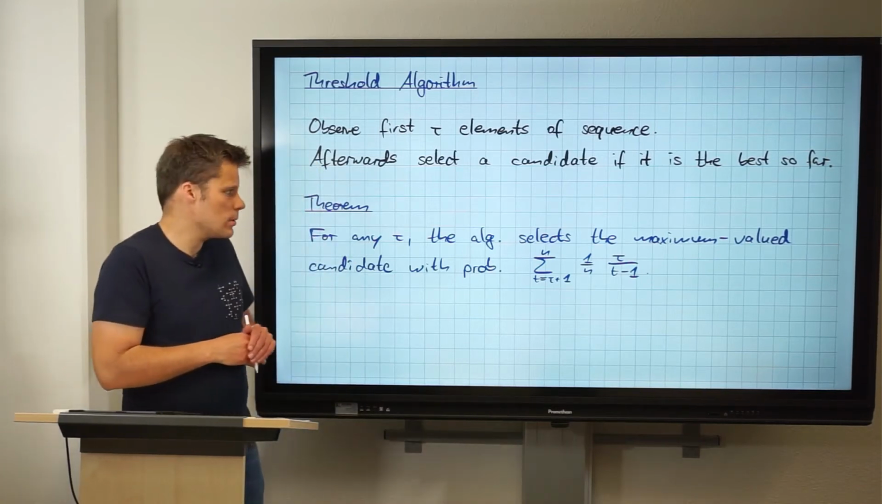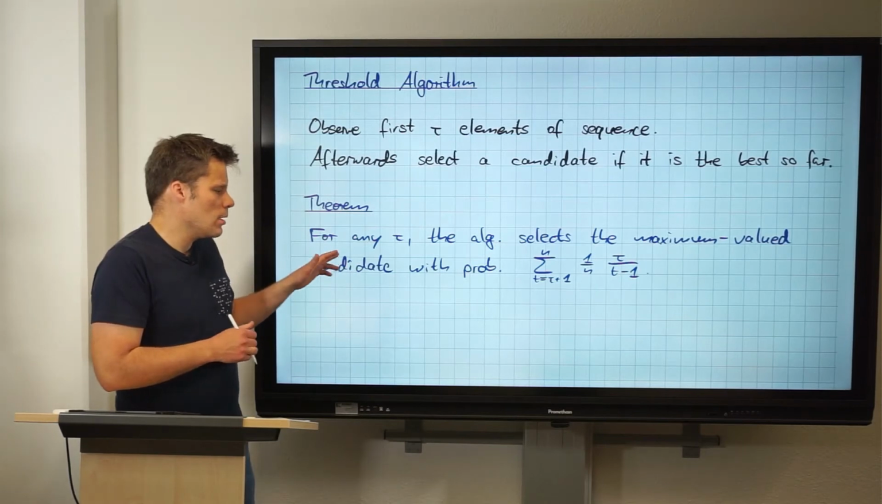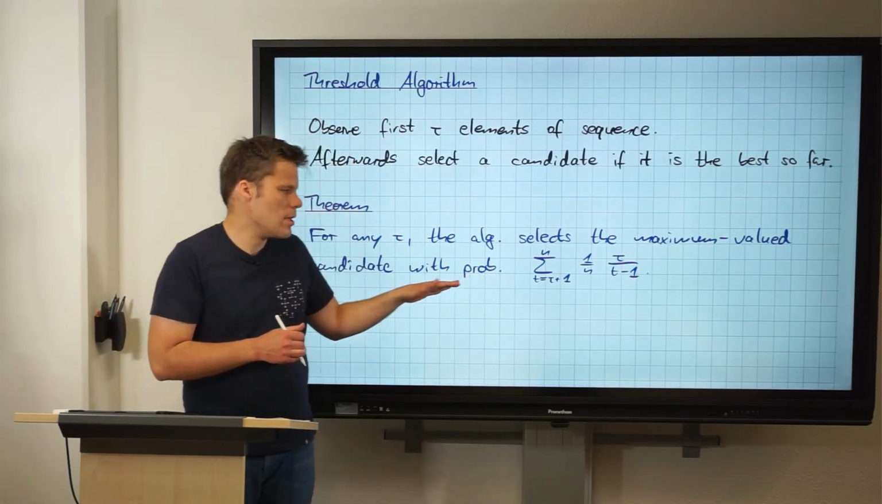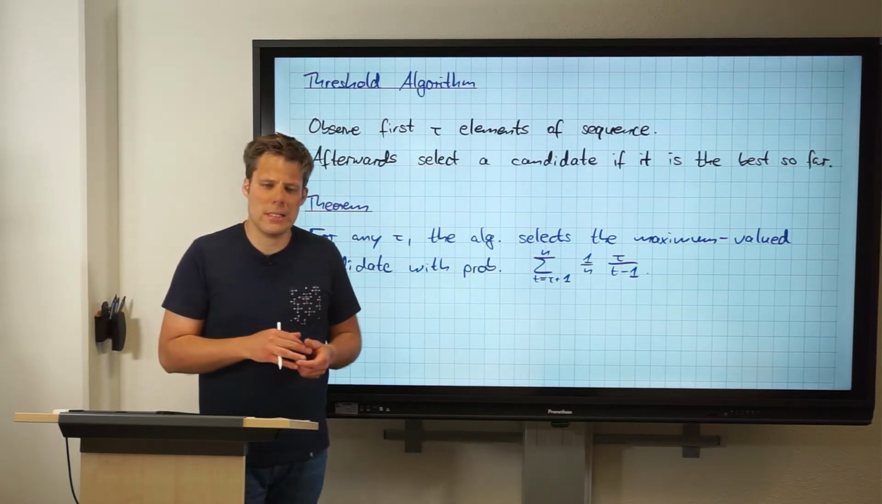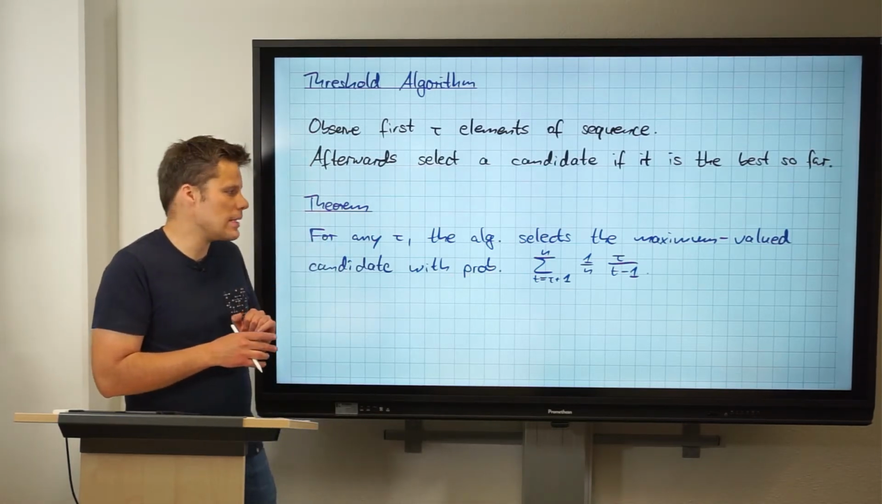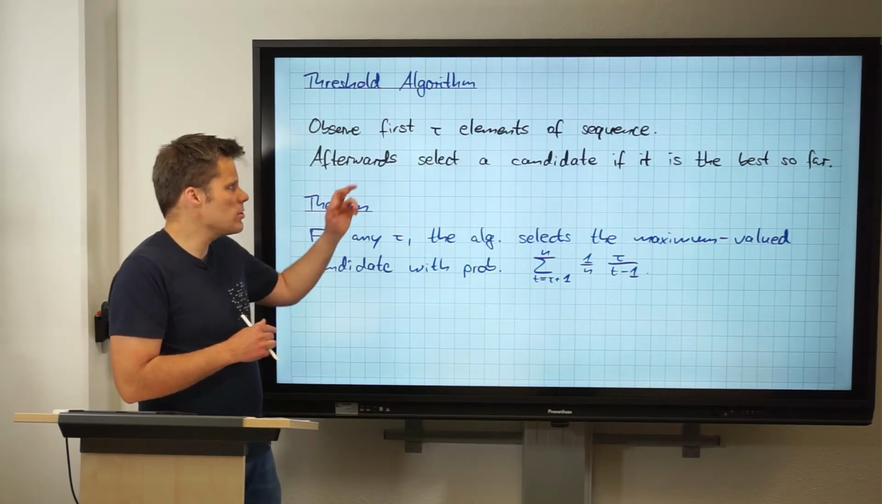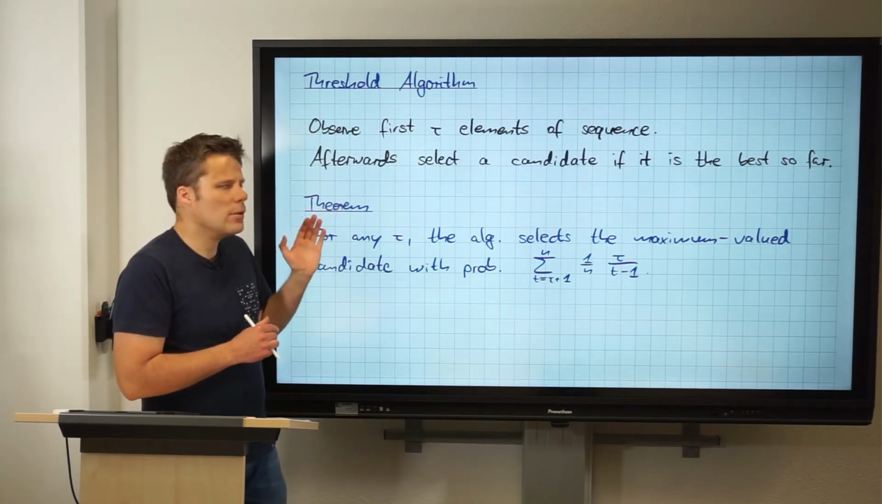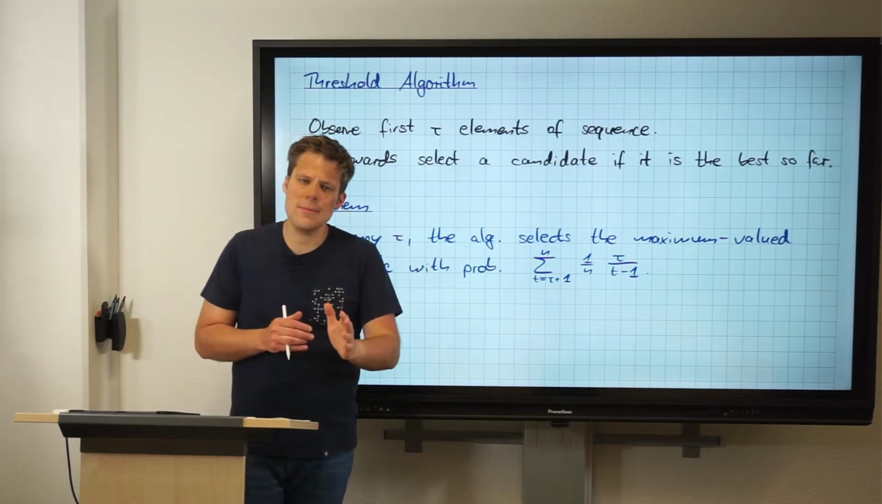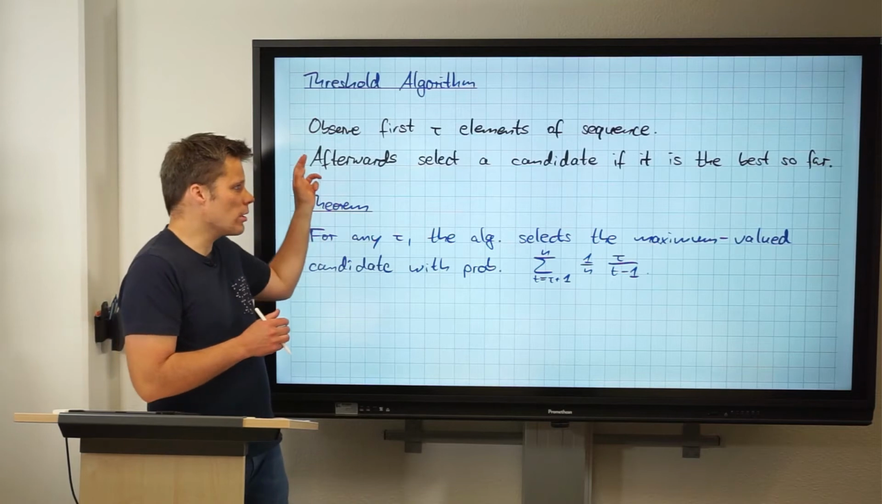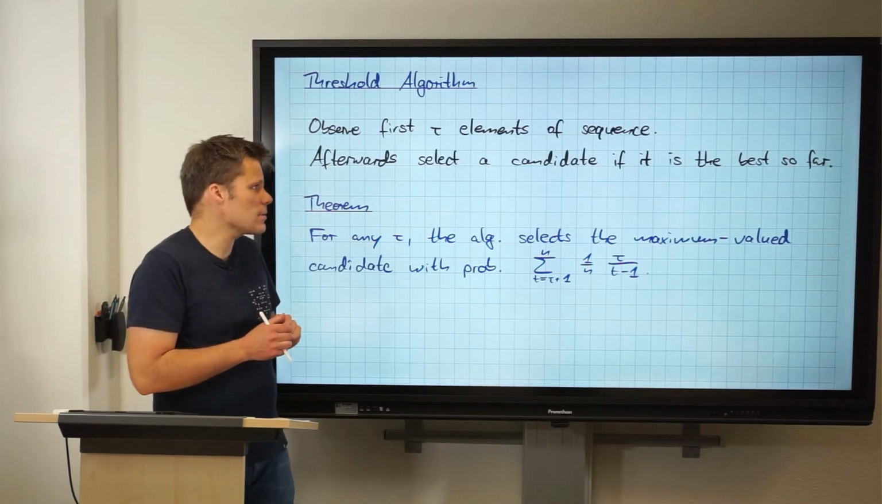Good. What does this mean? Here this probability is even exact, so we're not even stating that this probability is at least this much, this probability is even exactly this much. Now the question is, of course, how should we choose the tau? For how long should we be observing the sequence, and when should we actually start accepting candidates?